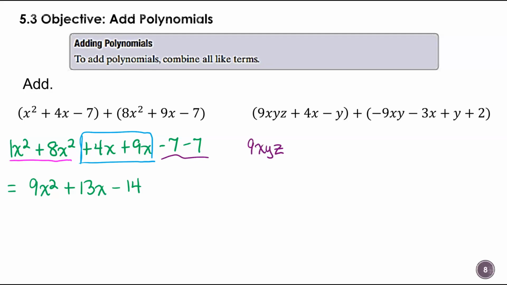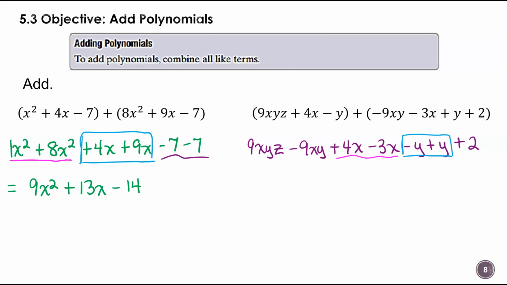So we've got the 9xyz, and then it doesn't match anything, right? And then we have a -9xy, and that also doesn't match anything. And then we have 4x and -3x, so there we have some like terms. We have a -1y and a +1y, and then we also have a constant term of 2. And so you see that we do have these two and these two that we can combine for like terms.